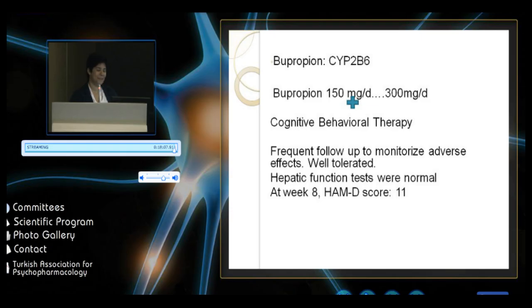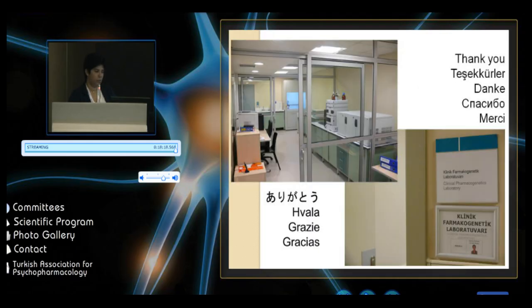So we switched to bupropion in this patient because CYP2B6 was better. The patient also received CBT. We asked to follow up this patient frequently, and the problem was resolved.